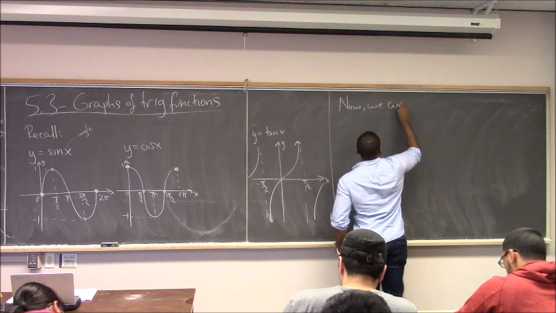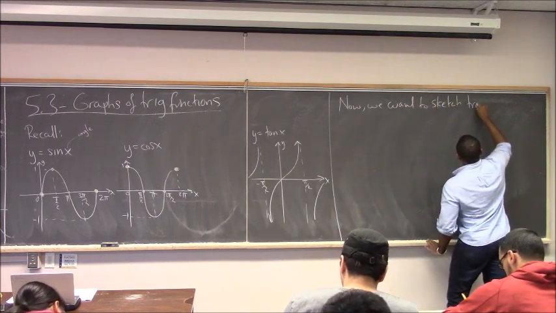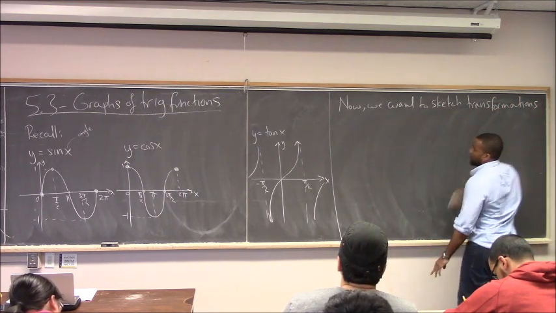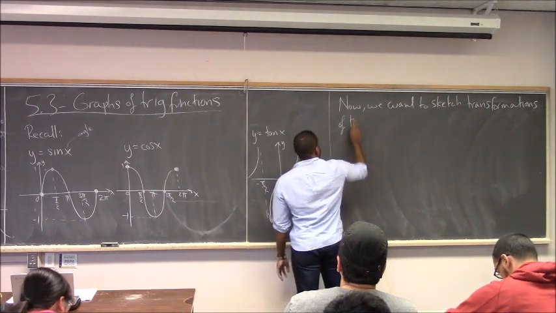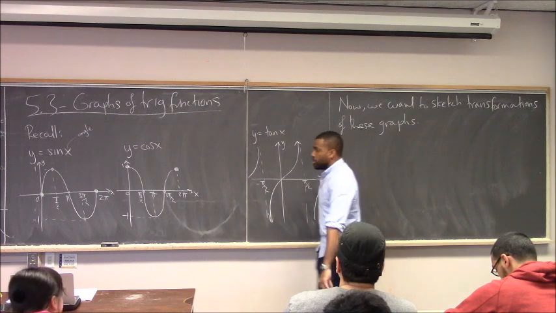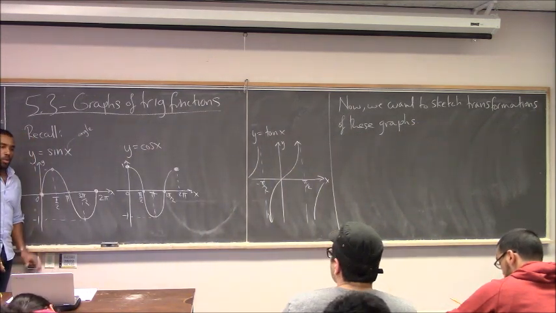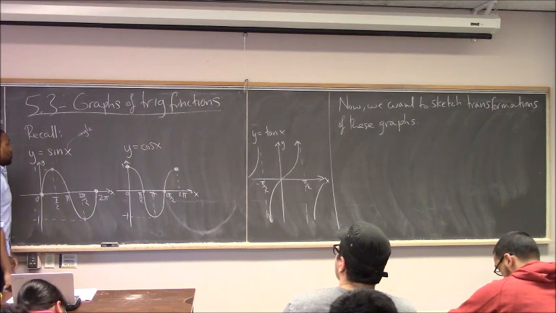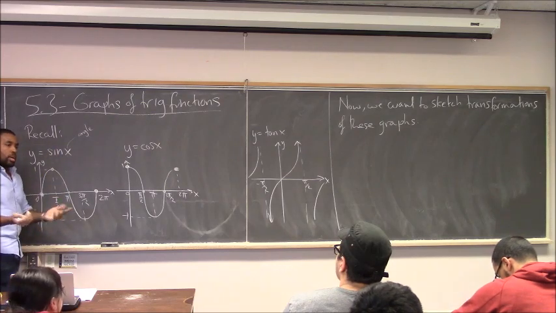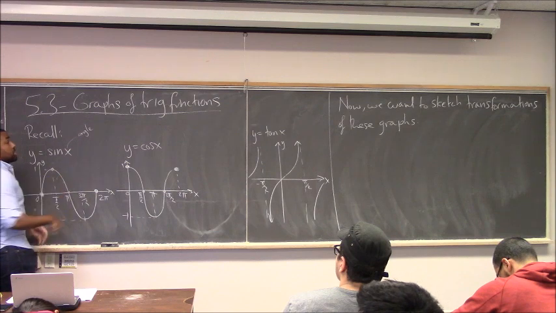Now, we want to sketch transformations of these graphs. Right? And by transformations, it means we're making algebraic manipulations to this function, and we want to see how the picture behaves, right? So if you were to take all the x values and subtract a number, what would happen? Or if you multiply this by a number in front, what would happen? Or if you add a number to this, what would happen?